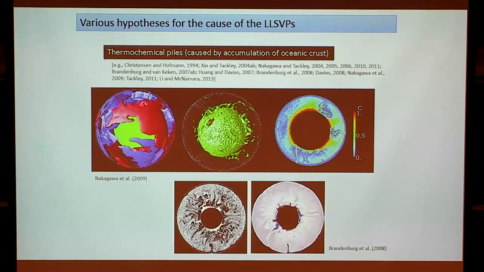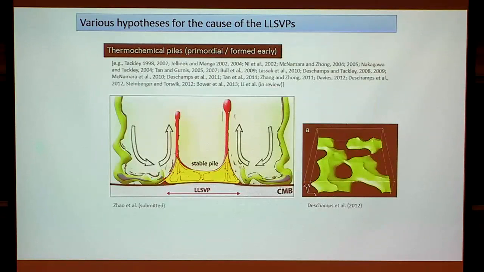So as you subduct oceanic crust into the mantle, it can become more dense than the surrounding mantle. And if you can separate it from the lithosphere, perhaps it can accumulate in these areas beneath Africa and the Pacific. And finally, the last hypothesis I'll show is that they are thermochemical piles of some primordial origin or formed early in Earth's history. And these behave very differently from those piles I just showed a moment ago.